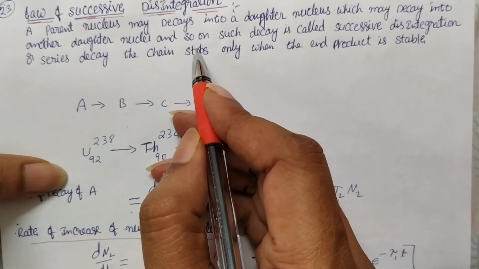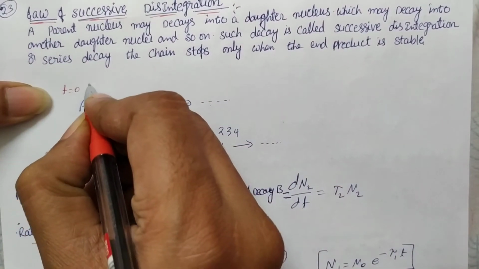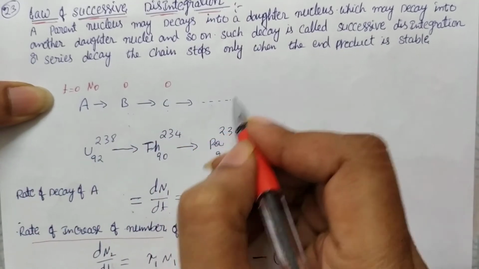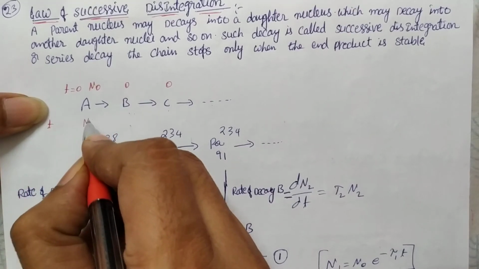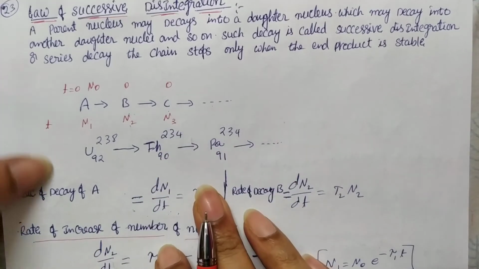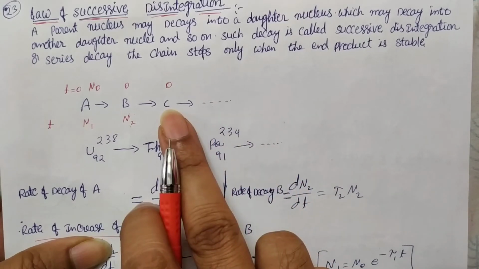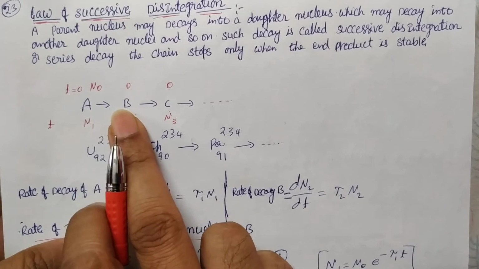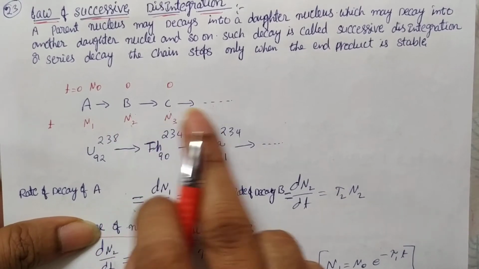Law of successive disintegration. What is the number of nuclei initially? At t equals 0, A has N naught and B has 0 nuclei, and C has 0 nuclei. After a certain time t, these numbers become N1, N2, N3. Suppose C is a stable nucleus. Because A is unstable, A converts to B, and B is also unstable and converts into C. If C is stable, there is no further conversion.